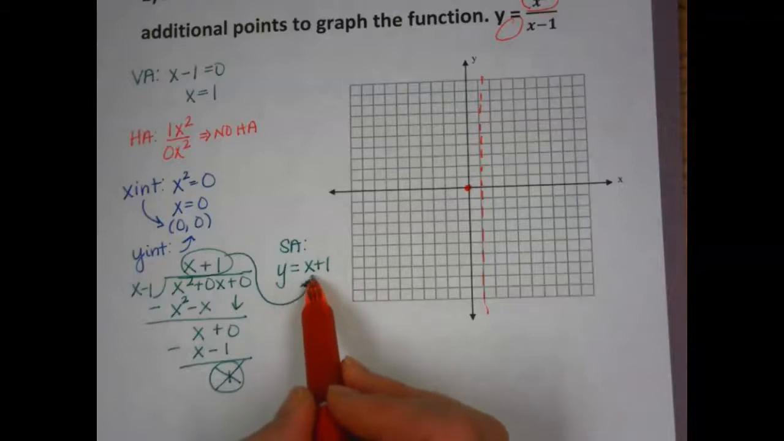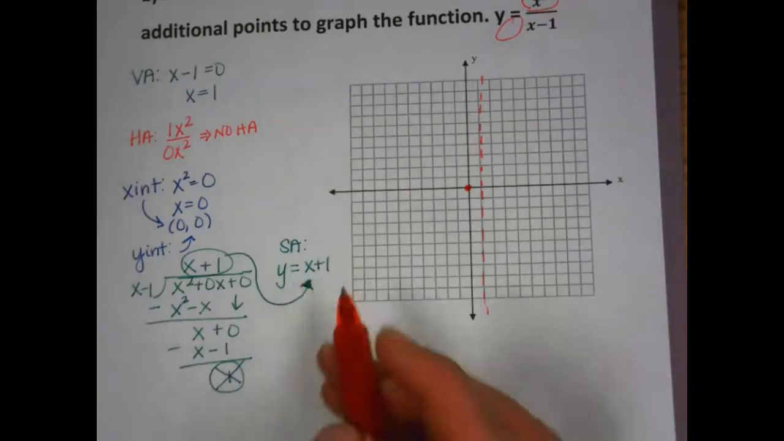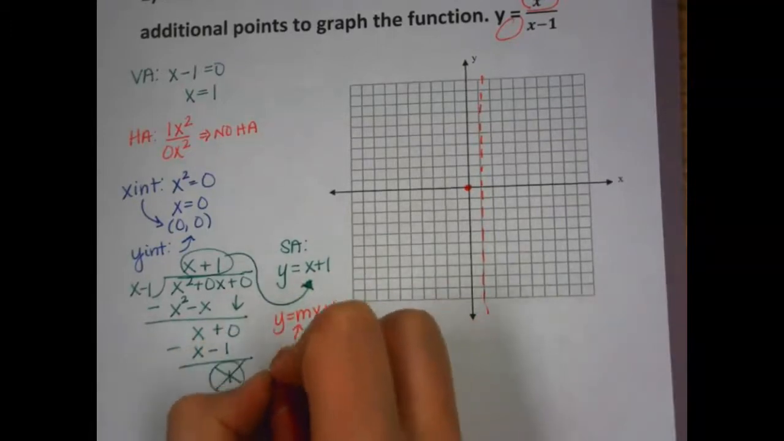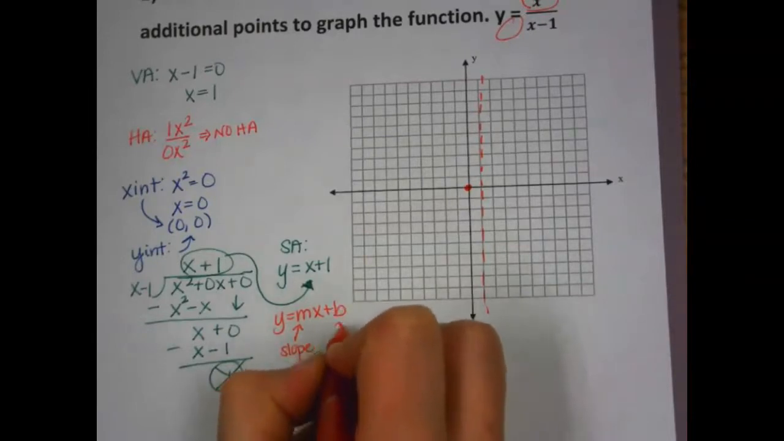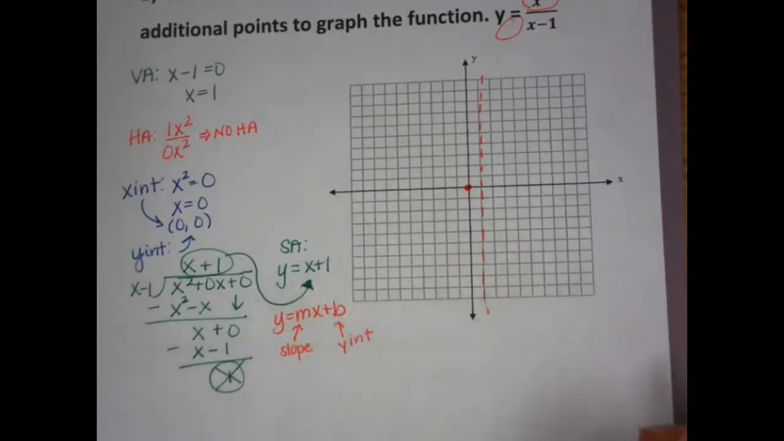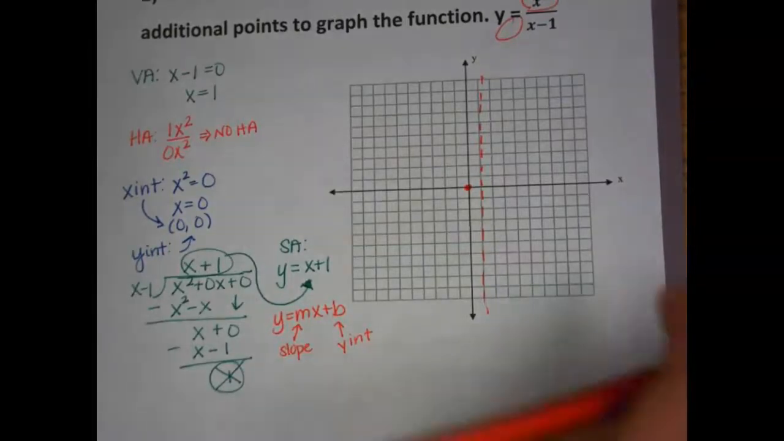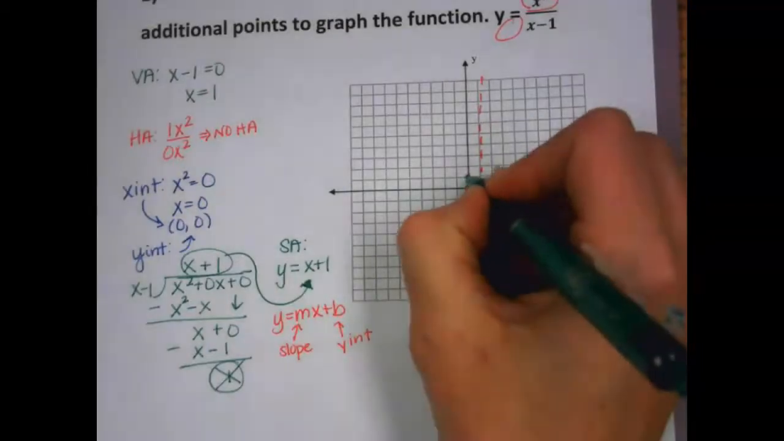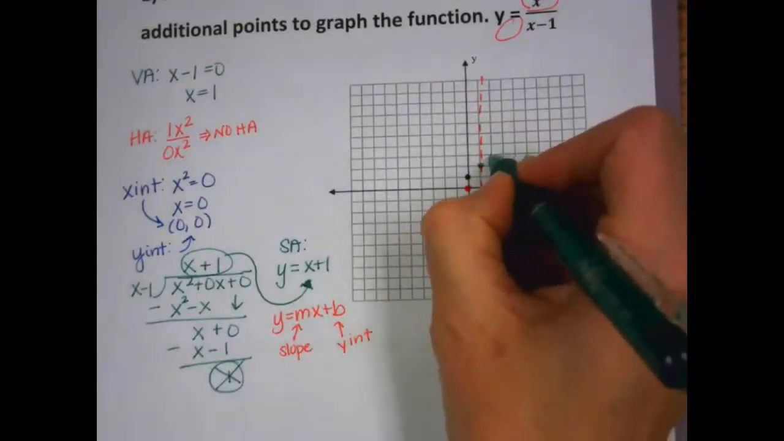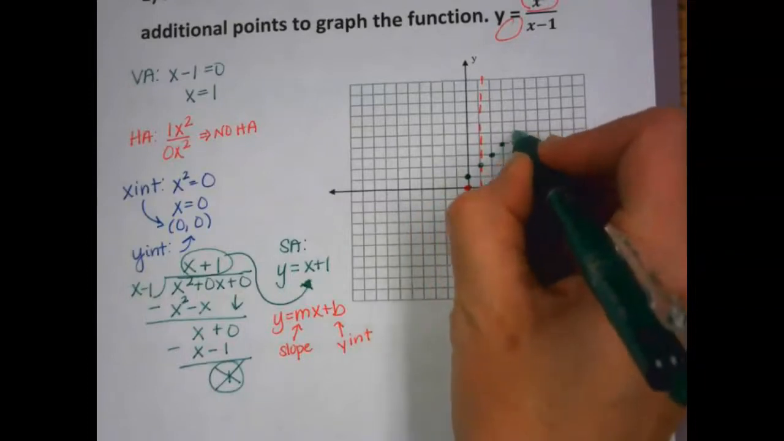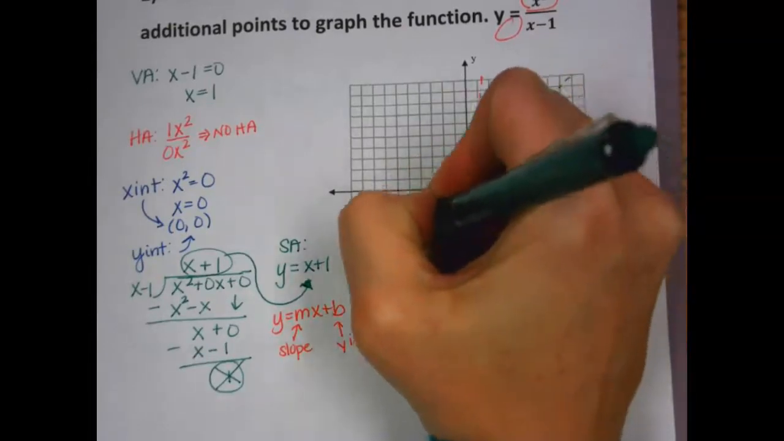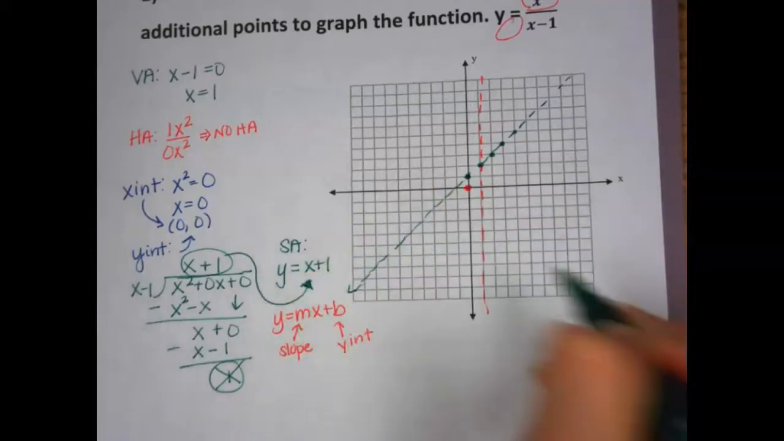Well, let's review how we graph a diagonal line. This is in slope-intercept form, y equals mx plus b. Remember that the m stands for the slope, and the b stands for the y-intercept. So in the particular one we're working on, we have a slope of 1 and a y-intercept of 1. We start with the y-intercept. You'd start at (0, 1), and you go up 1 over 1, up 1 over 1. That's how a slope of 1 would work. So here's this dashed line for our slant asymptote.